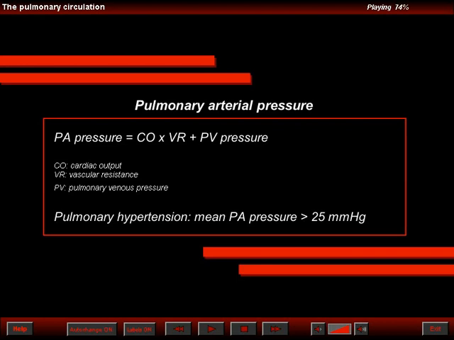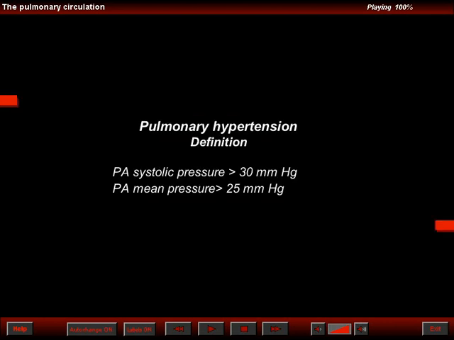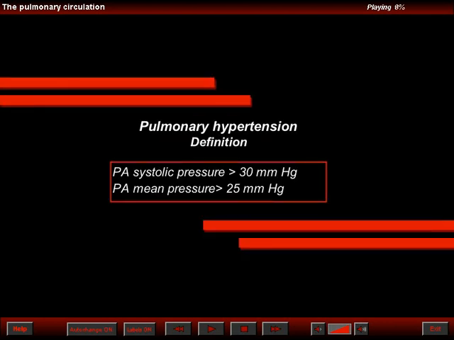In order to get edema in the interstices and eventually within the alveoli, the wedge pressure exceeds 30 millimeters of mercury pressure. Pulmonary hypertension is defined when the pulmonary artery systolic pressure exceeds 30 millimeters of mercury, or the mean pulmonary artery pressure exceeds 25 millimeters of mercury pressure.